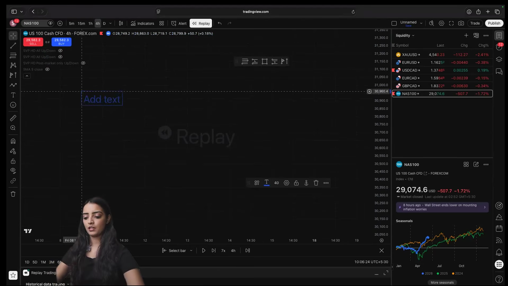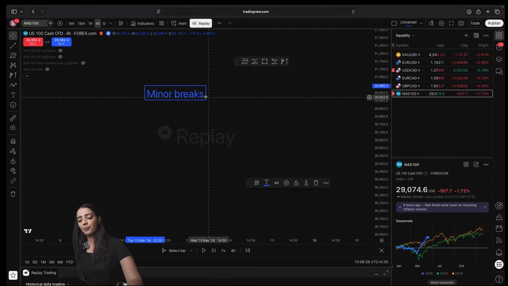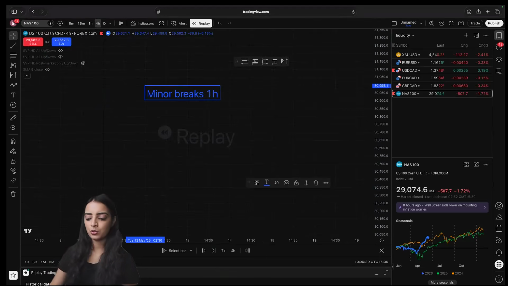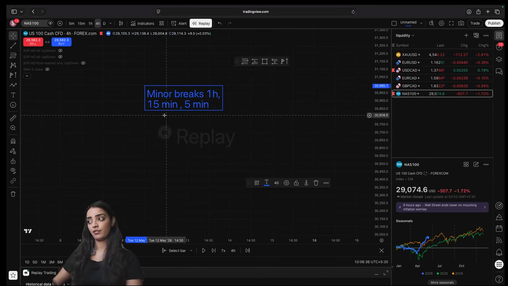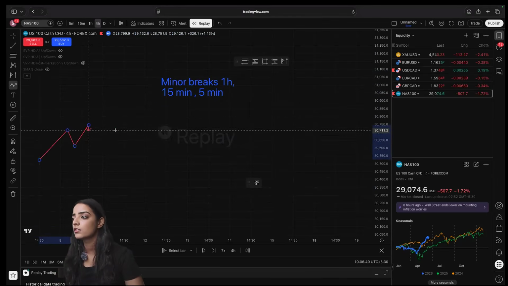Now let's see the interesting part, which is called major breaks. How to identify major breaks? Because this is the method which we will use to do directional bias on the 1-hour time frame and to take entry on the 15-minute time frame and the 5-minute time frame. This is the way we have to do.